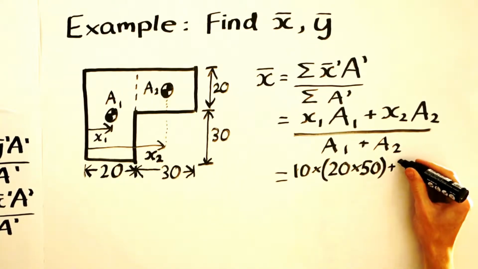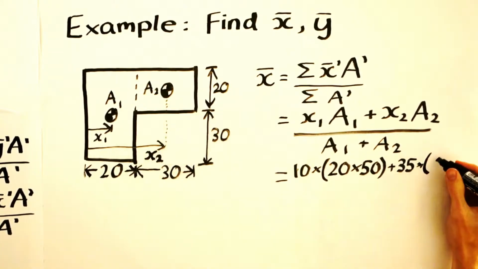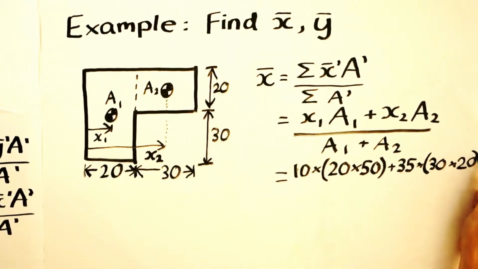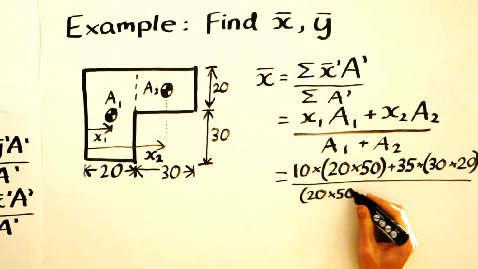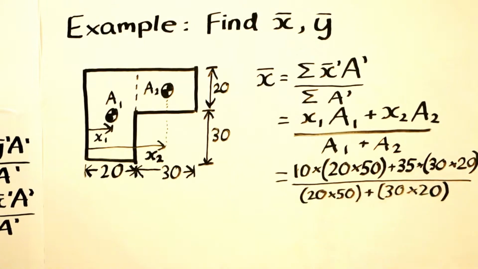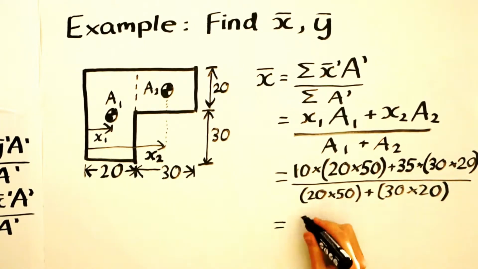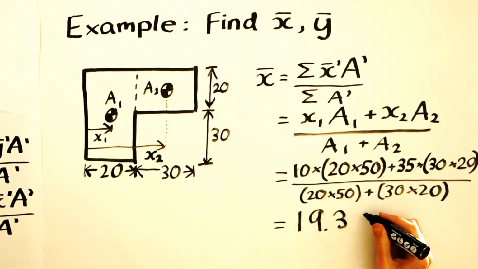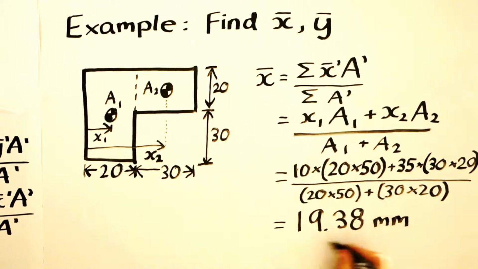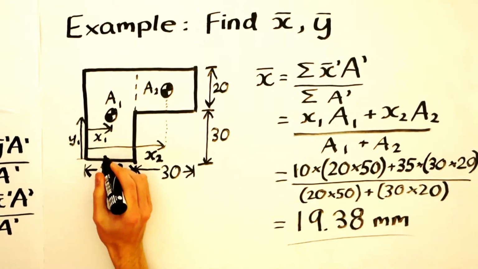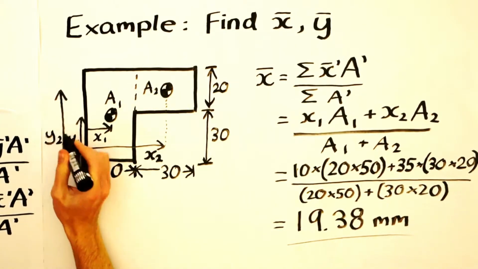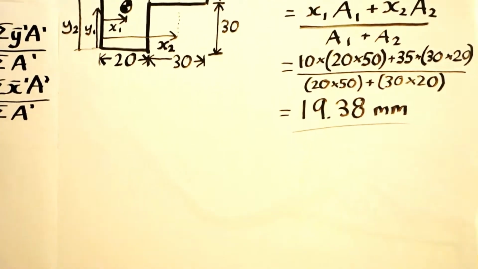x2 is equal to 35 and a2 is 30 by 20. Now let's make sure we divide by the same areas, 20 by 50 and 30 by 20. Chucking that into the calculator, you have 19.38 millimeters as the result. Now let's do the same things for the y components, y1 and y2. I'm going to write it down here so we just don't run out of space.